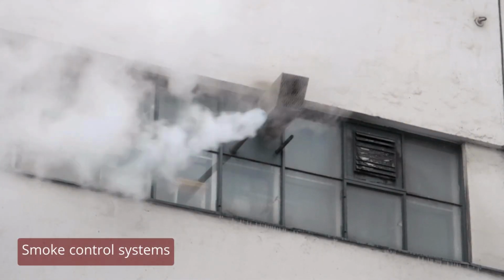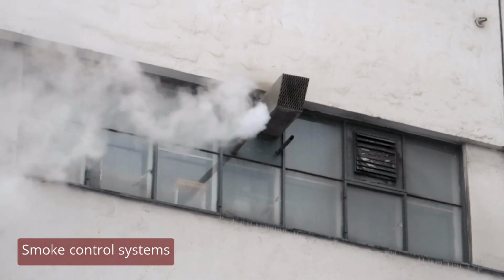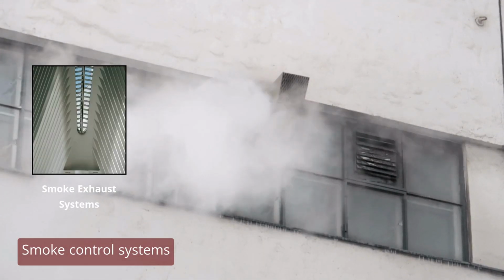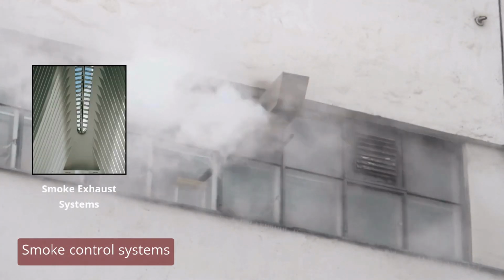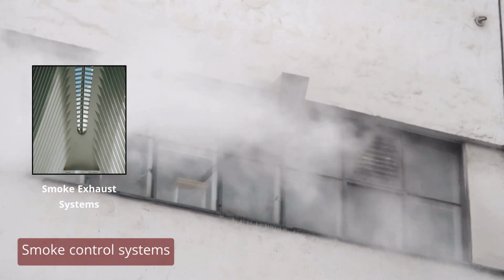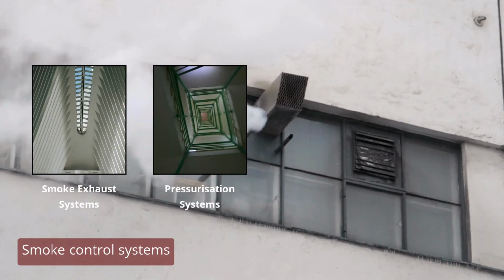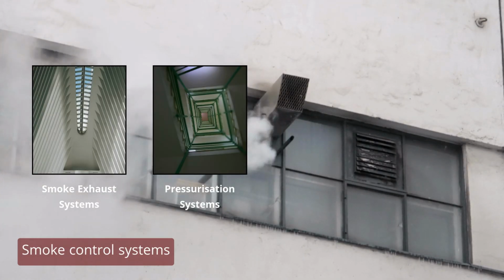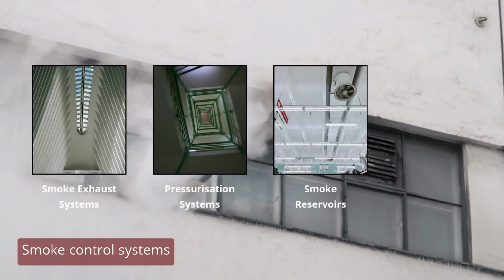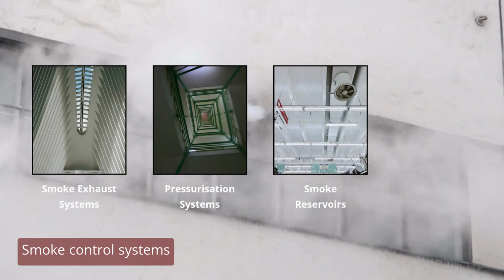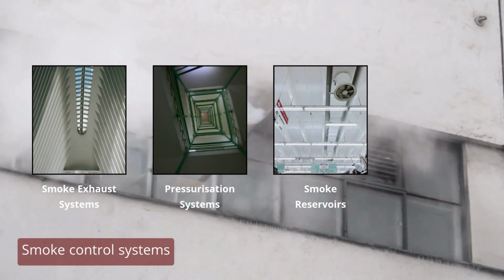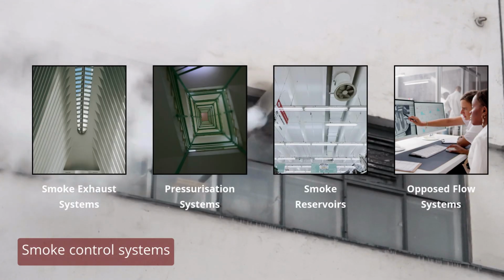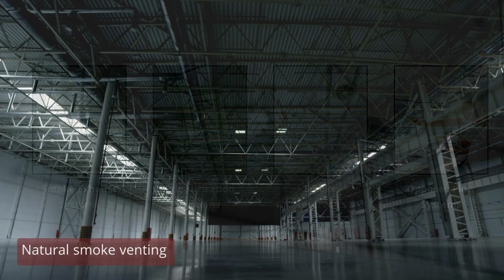Smoke control systems utilize mechanical or natural forces to manipulate smoke flow. The primary strategies include smoke exhaust systems, mechanical fans or natural buoyancy forces expel smoke, maintaining a safe air layer for occupants. Pressurization systems. By increasing air pressure in certain areas, these systems prevent smoke infiltration into escape routes. Smoke reservoirs. These ceiling-level compartments work with exhaust fans to contain smoke and facilitate removal. Opposed flow systems. Though less common, these systems use directed airflow to counter smoke migration.